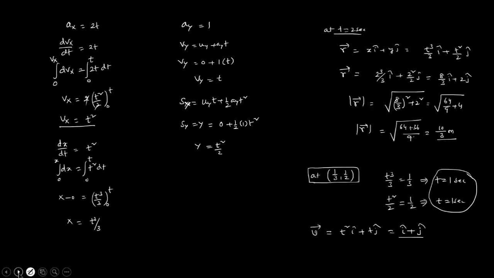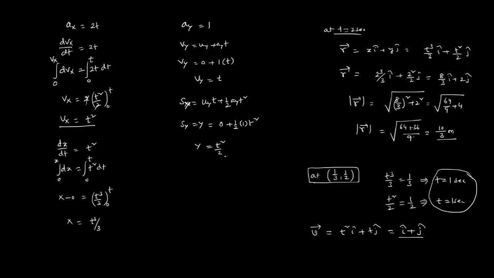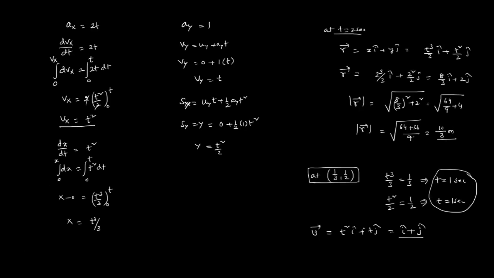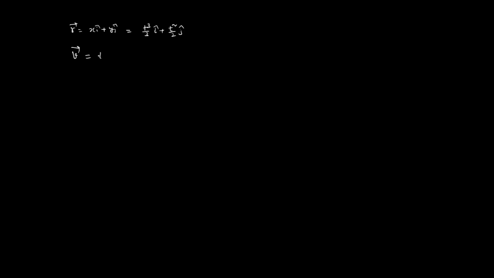So now we will go with the position and velocity vectors. What is the position vector? I get x i cap plus y j cap, that means t cube by 3 i cap plus t square by 2 j cap. If you want, you can verify: x is t cube by 3, y is t square by 2, at t = 1 second. We write down the velocity vector also. The velocity vector is t square i cap plus t j cap.